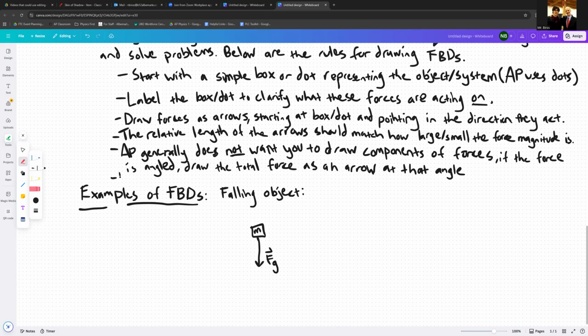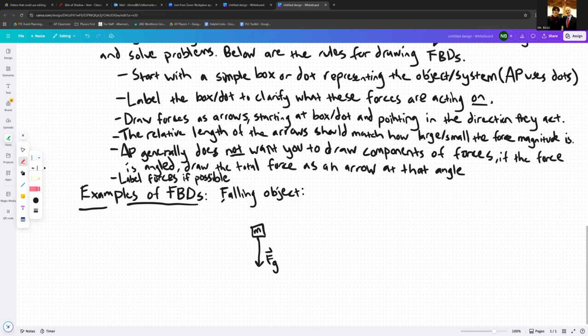I don't want to move everything, but label the forces if possible. You're not always going to have to do this. It's just really nice to be able to look at your situation and say, okay, I know what each force is. I know that this one in particular is gravity. I know that this one is normal force, whatever.